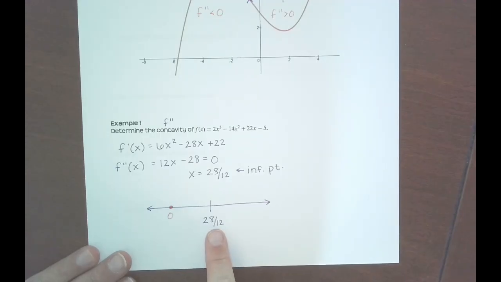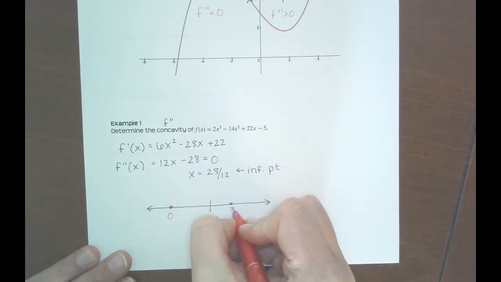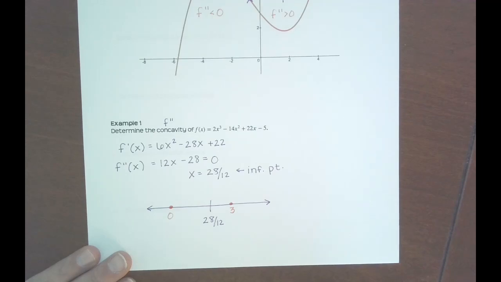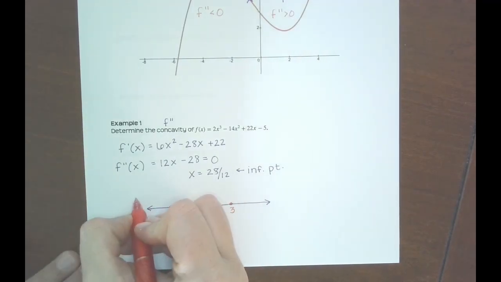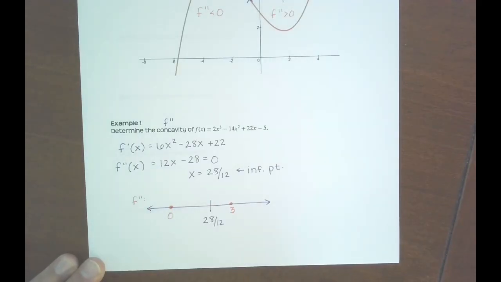Now, 28 over 12 is a little more than 2, right? So I just need to pick something bigger than that. So maybe let's pick, I don't know, 3. If you really wanted to go easy on the mental math, pick something like 10, right? And I am plugging these into the second derivative. So this is the second derivative that I'm testing.